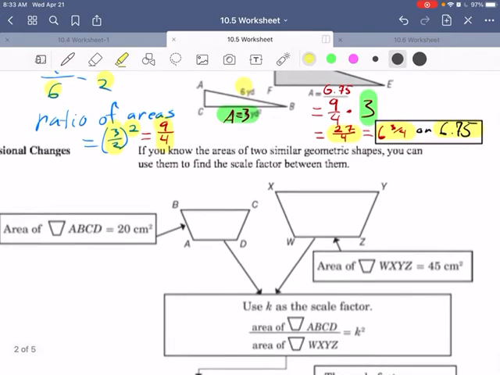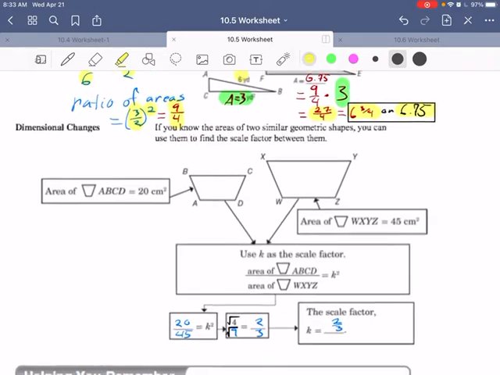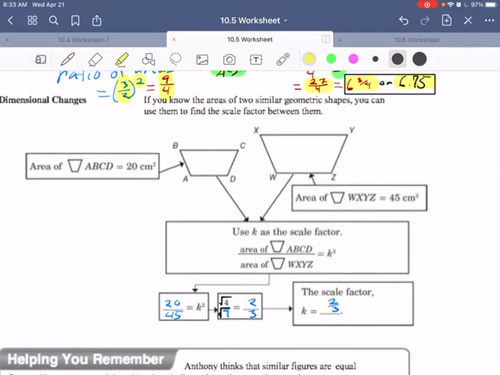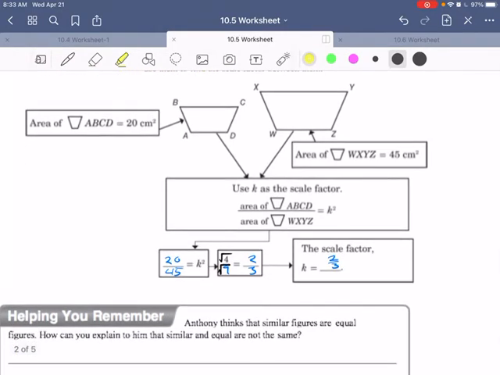Then we'll go through dimensional changes. Really, these are just finding the scale factor. So we want some practice in finding the scale factor. Okay, if we know the areas of two similar geometric shapes, you can use them to find the scale factor between them. Well, it tells us here, area is 20 for the smaller, 45 for the larger.